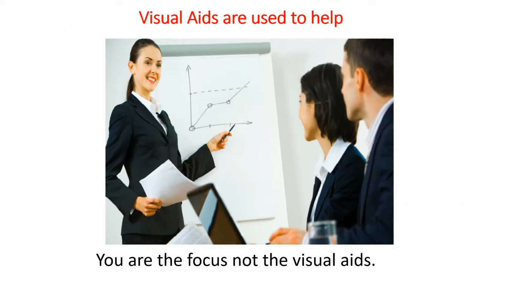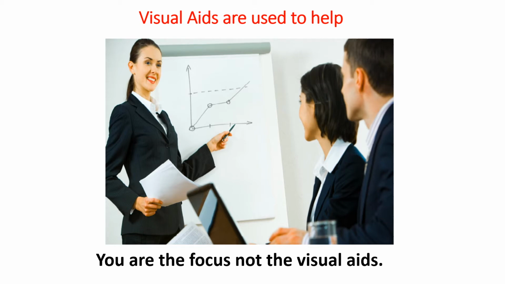I guess one of the first questions we should ask is, why do we have visual aids? Well, an aid is something to help. So visual aids are things that we can visually see that help the audience understand what you're talking about. However, the focus of the presentation is not your visual aids. The focus of the presentation is you. We want to hear what you have to say. The visuals are only there to help you give that information to the audience.